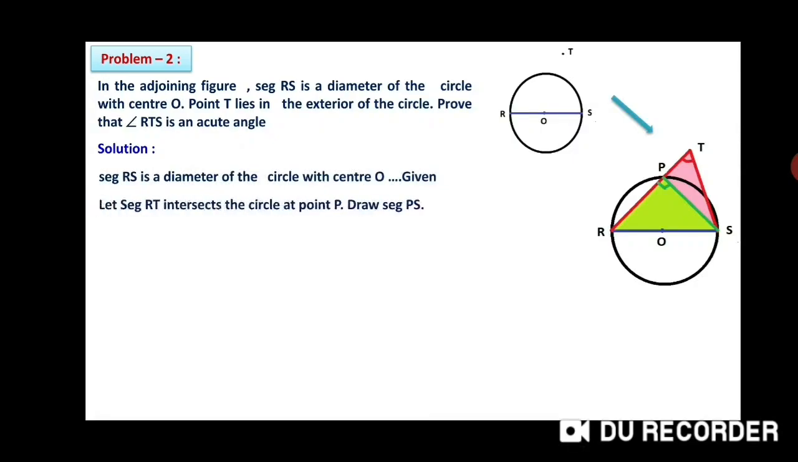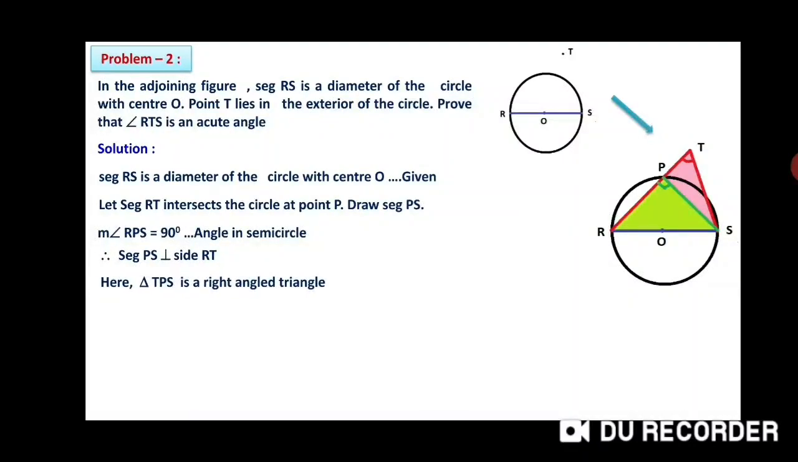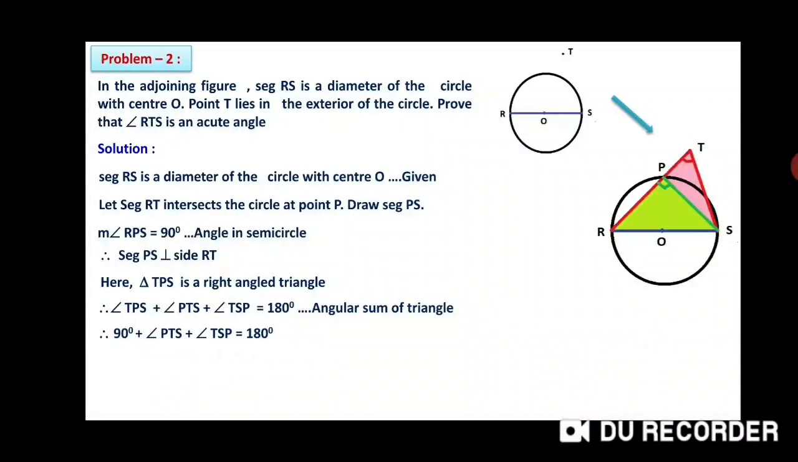Segment RS is the diameter of the circle with center O. It is given. Therefore, let segment RT intersect the circle at point P. Draw segment PS. Angle RPS is 90, angle inscribed in the semicircle. As RS is the diameter and P is on the circle, angle RPS is 90. Here, segment PS is perpendicular to RT. Therefore, in triangle TPS, angle TPS is a right angle, the right angle triangle shown in pink. Angle TPS plus angle PTS plus angle TSP is equal to 180, angular sum of a triangle.